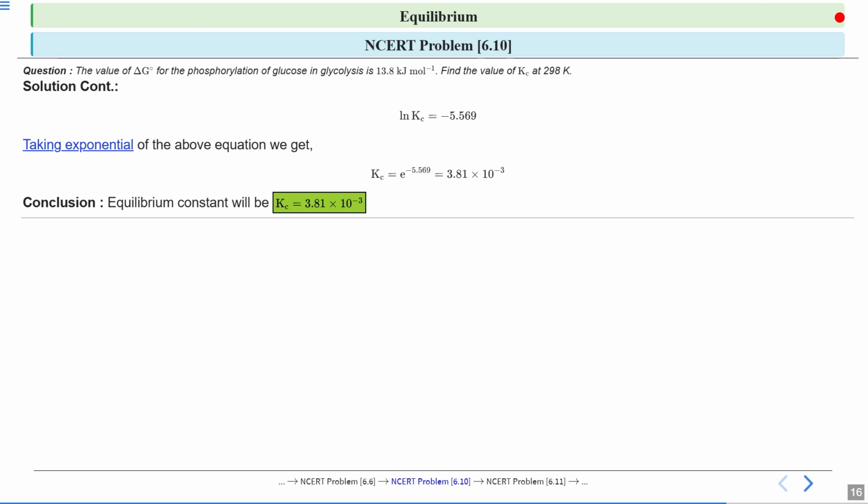Now you can easily say why a positive delta G naught value favors the reactants rather than the product, because the Kc value is predicting the same. So the reaction will be non-spontaneous and will be more favored by the reactant.